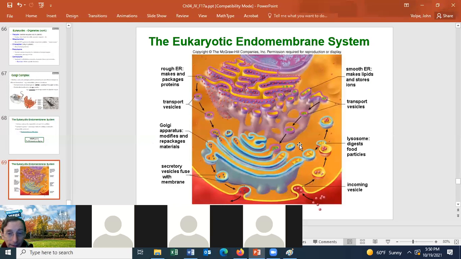If it is secreted outside the cell, like in a teenager with their raging hormones, the protein will be made and modified in the Golgi apparatus, and then will bud out. And then that vesicle will fuse with the cell membrane. Here it is here. And then release its contents outside the cell.